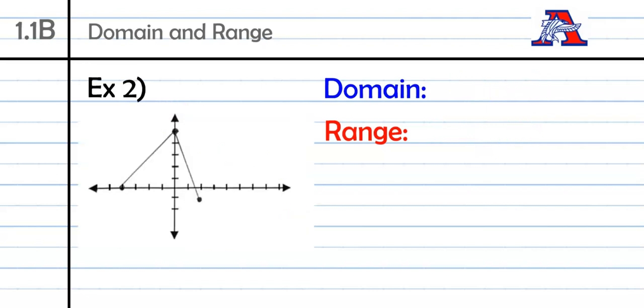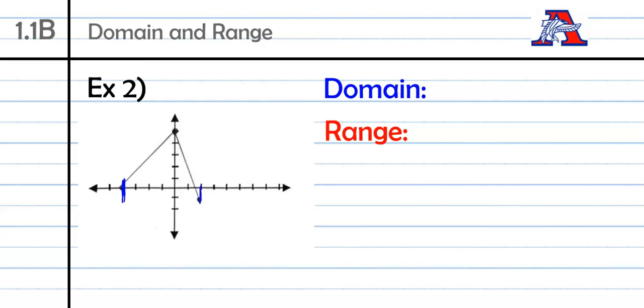All right, second example. This time our points are connected, so our domain and range are going to look a little different. We're going to use interval notation, just like we did in the last lesson. To do this, I'm going to go to the furthest left our graph goes, and then the furthest right our graph goes.